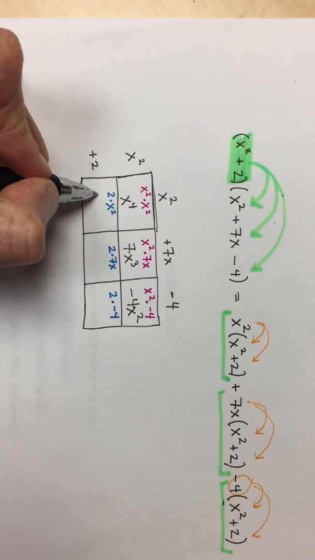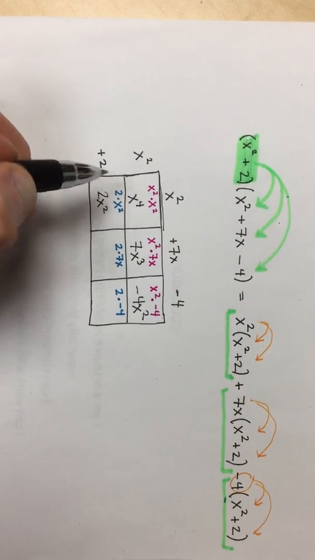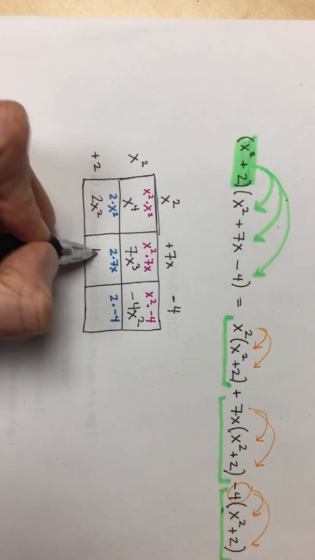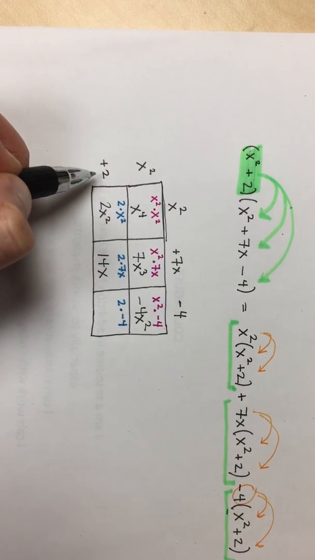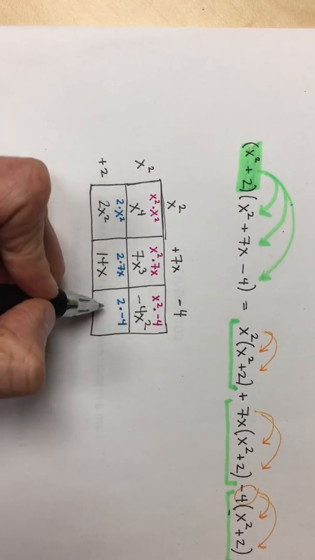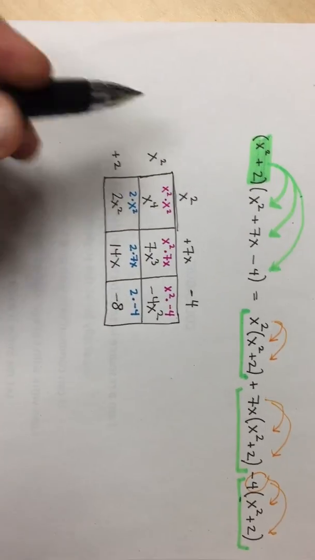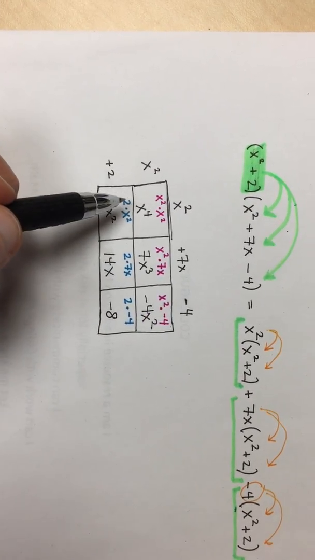Positive 2 times x squared is 2x squared. Positive 2 times 7x is 14x. And positive 2 times negative 4 is negative 8. So this is my product. Now I need to combine like terms.